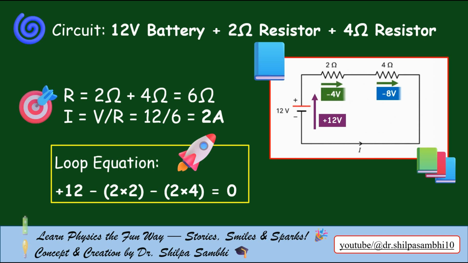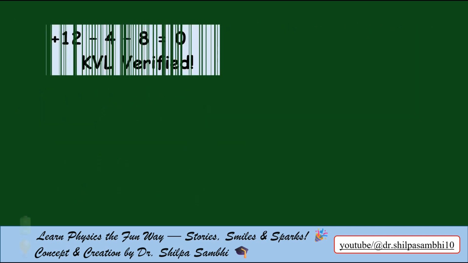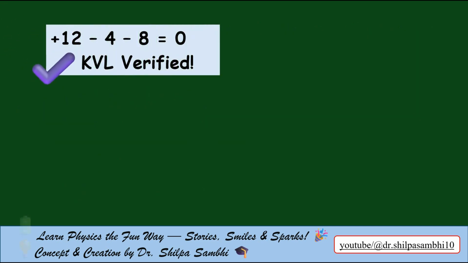Across the 2-ohm resistor, minus IR, which is equal to minus 2 into 2, that gives minus 4 volts. Across the 4-ohm resistor, again minus IR, that is equal to minus 2 into 4, which is equal to minus 8 volts. So, plus 12 minus 4 minus 8 is equal to 0.